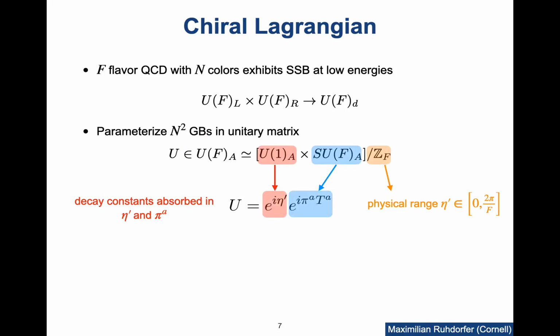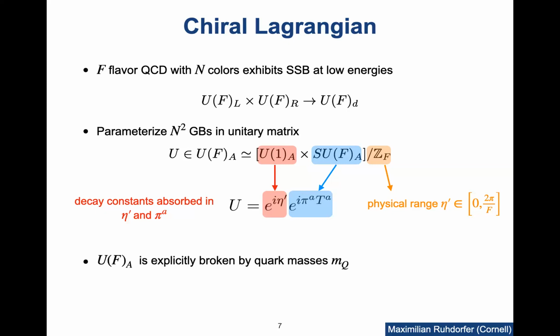But since it's a U(F) symmetry and not U(1) times SU(F), there's also a Z_F factor, which means that the physical range of the eta prime is actually constrained. It's not 2 pi, it's not a full U(1) Goldstone, but the physical range is between 0 and 2 pi over F. Now, this is at the classical level. Yeah, and I also want to mention that I always absorb the decay constants within the fields to make them dimensionless.